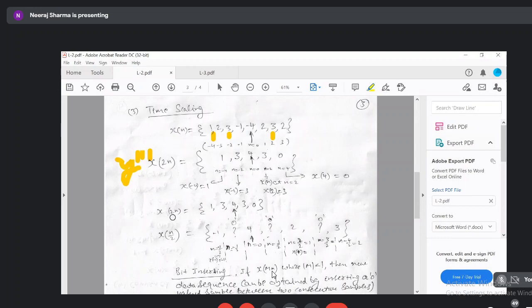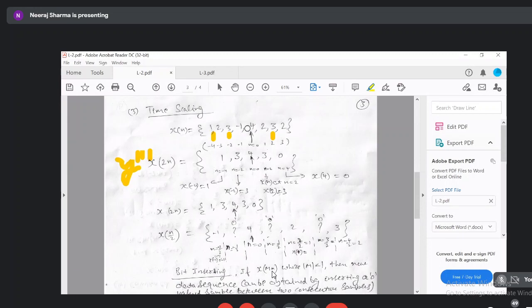Or you can say that x twice of n will be equal to 1, 3, 4, 3, 0, right? So if you compare this sequence with xn, then we have picked only the even elements of the given data sequence, that is 0, 2, plus 4, 0, minus 2, minus 4. So we have picked only those elements which have even position, to create x twice of n, right? And that is known as the compressed version of the original signal.